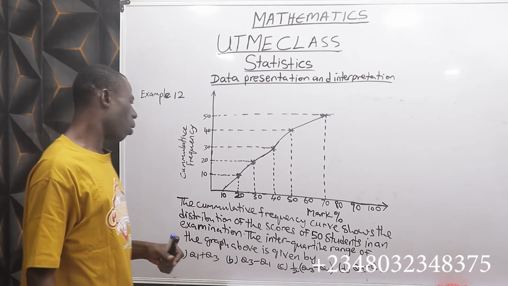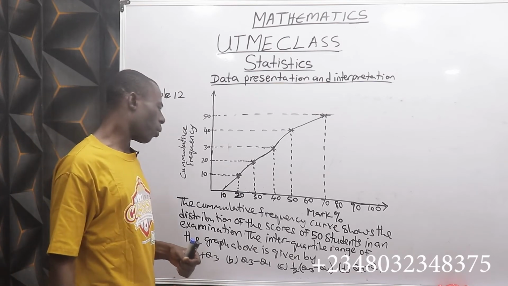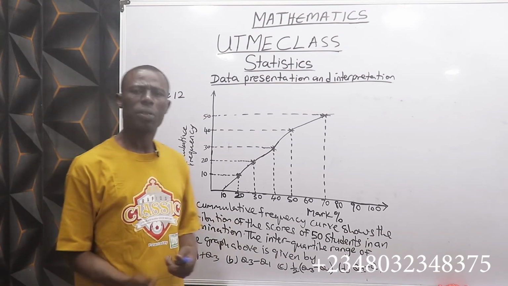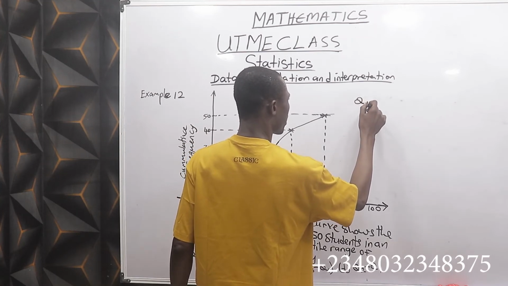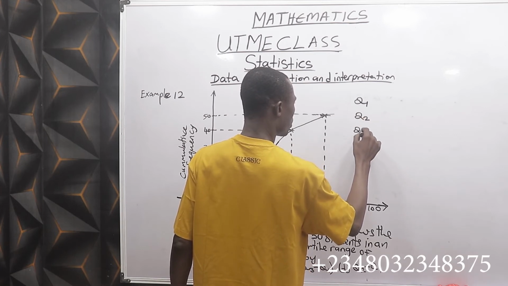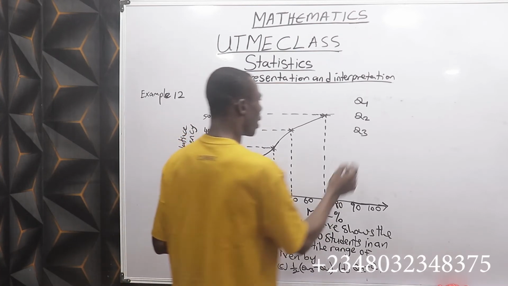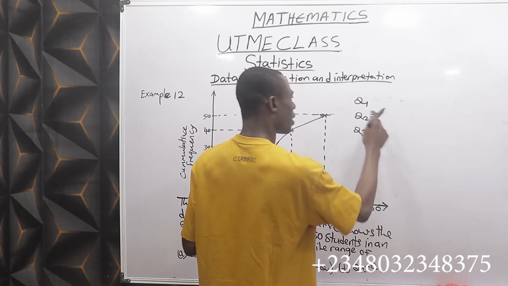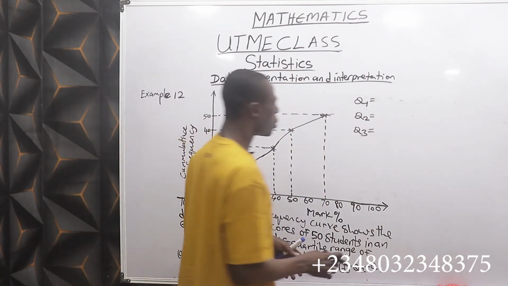Let's consider example 12 using this graph as well. The cumulative frequency curve shows the distribution of the scores of 50 students in an examination. The interquartile range of the graph above is given by, what do we mean by interquartile range? Look up here. We say this is the first quartile, second quartile, third quartile. Normally the third quartile should be greater, the middle quartile should be greater than the first quartile, and the first quartile is the lowest among them all.